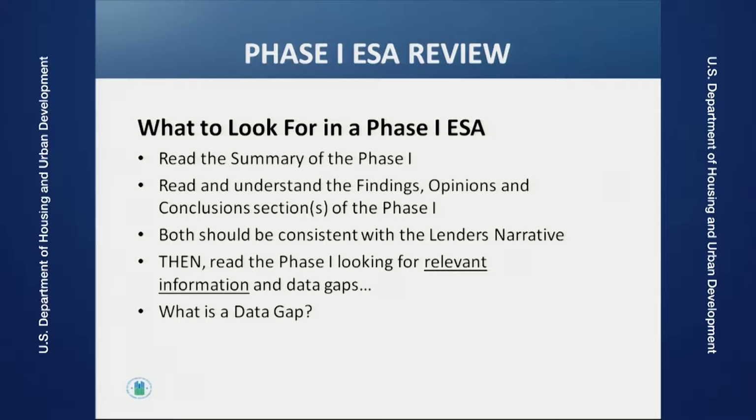I then go to the back of the report, which isn't the back of the appendices, it's at the back of the applicable portion, which may be the first 50 to 70 pages. It's usually found in the table of contents and just before their signatures. It's the findings, opinions, and conclusions section of the phase one. It is a requirement for an ASTM compliant phase one to have this. They can set it up differently, but they will always call it a findings, opinions, and conclusions section.